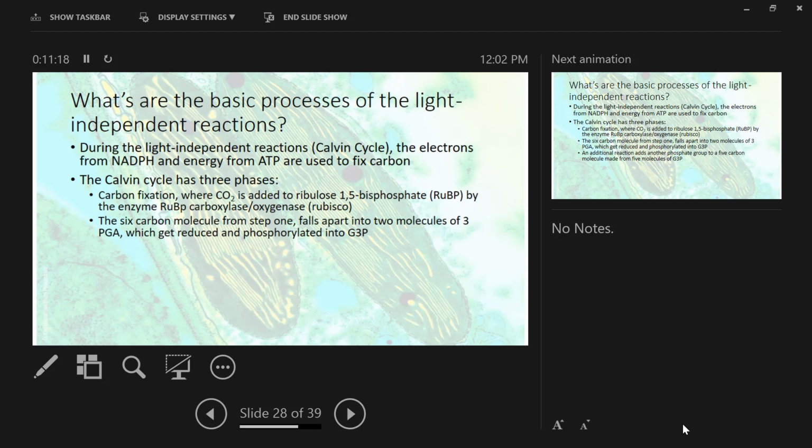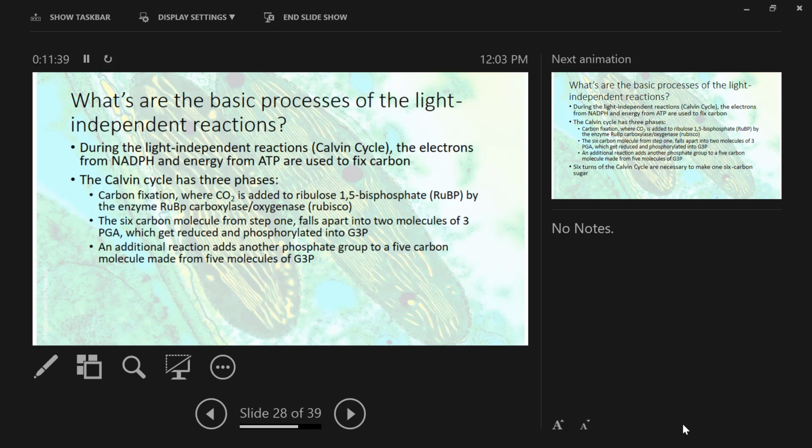Once you make 2 molecules of G3P, the reduction of carbon dioxide is done. The third step of the Calvin cycle is not to further reduce carbon. The reduction is done at this point. The third step is just to regenerate the RuBP so that we can do it again.